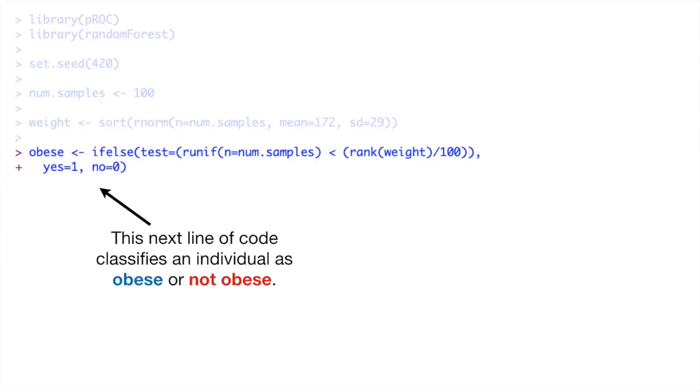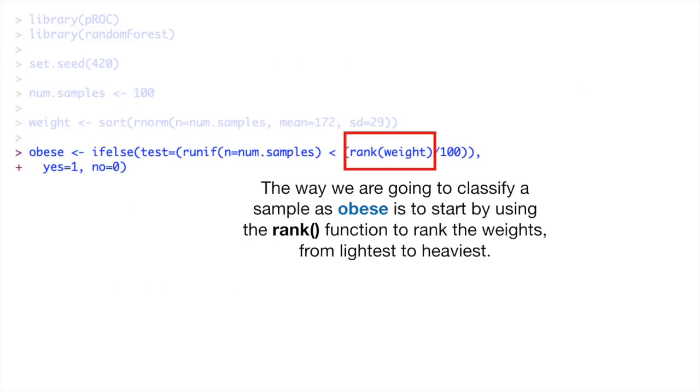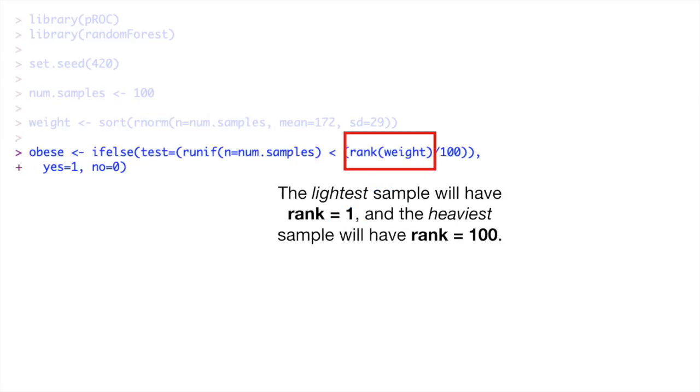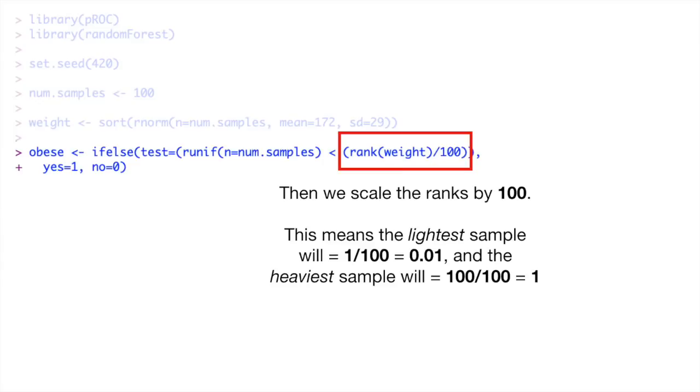This next line of code classifies an individual as obese or not obese. The way we are going to classify a sample as obese is to start by using the rank function to rank the weights from lightest to heaviest. The lightest sample will have rank equals 1, and the heaviest sample will have rank equals 100. Then we scale the ranks by 100. This means that the lightest sample will equal 1 divided by 100, which equals 0.01, and the heaviest sample will equal 100 divided by 100, which equals 1.